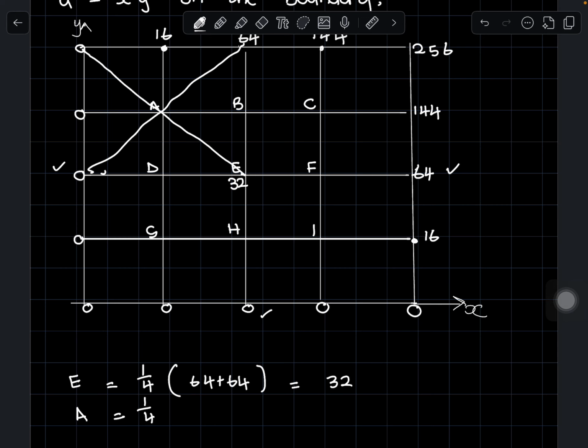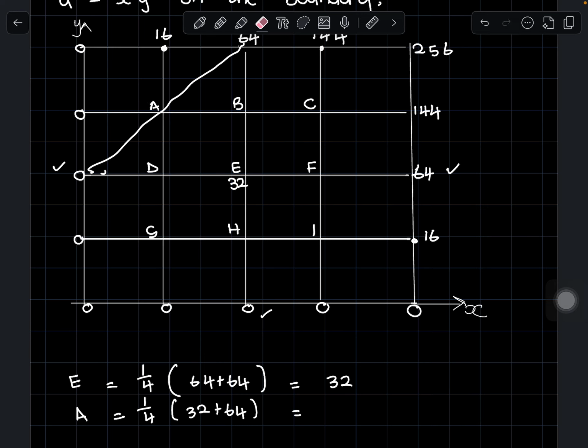Right. So we say 32 plus 0 plus 64 plus 0. So it's 1/4 of 32 plus 64. Right. So what is 1/4 of 32 plus 64? It's 24. 24. That one is clear, right? Okay. So if it's clear, that's good. Right. Let's move on to the next one.